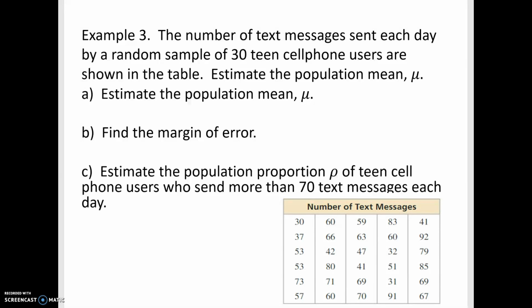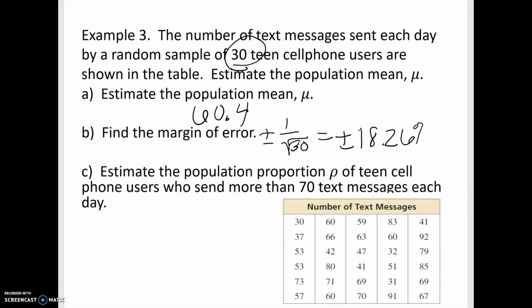Okay, so for example 3, it says the number of text messages sent each day by a random sample of 30 teen cell phone users are shown in the table. Estimate the population mean. Now, what you can do is either use your calculator or find your mean by adding them all up and then dividing by the 30. You would get 60.4 for your mean. And in order to find your margin of error, remember we do plus or minus 1 over the square root of that sample size, which is 30. So that's going to give me some margin of error about 18%. So plus or minus 18.26%.